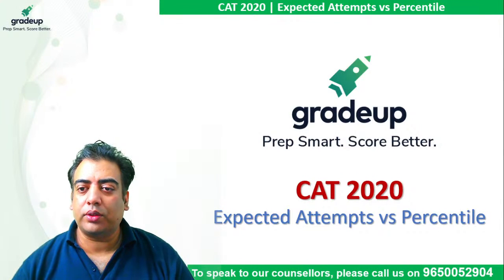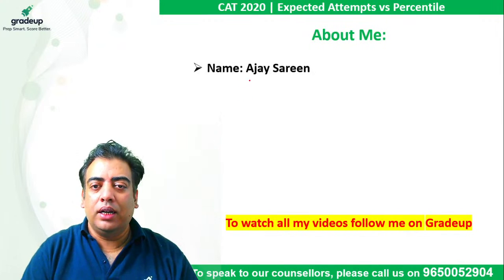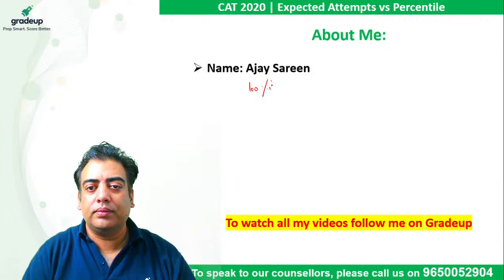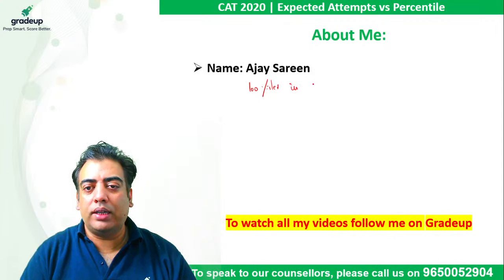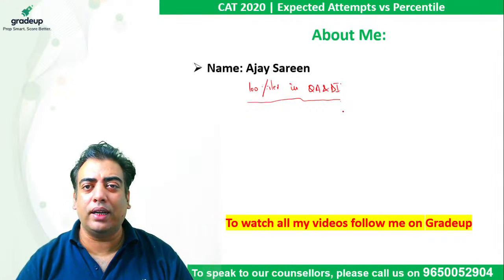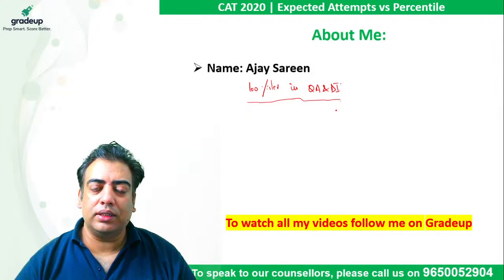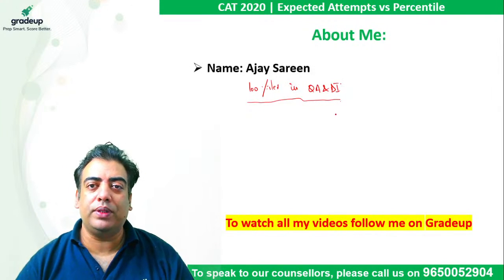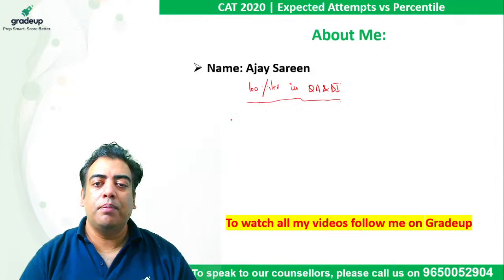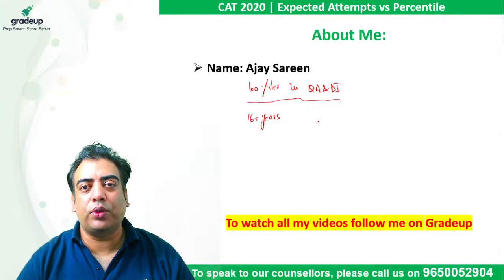So first of all, I would like to introduce myself. I am Ajay Sareen, and I am a 100 percentiler in Quant and DI section of CAT. Almost every year I appear in CAT and I get 199.99 kind of score. All right. So whatever I'm going to discuss is based on our experience with previous year students. My experience of around 16 plus years of teaching students for CAT.